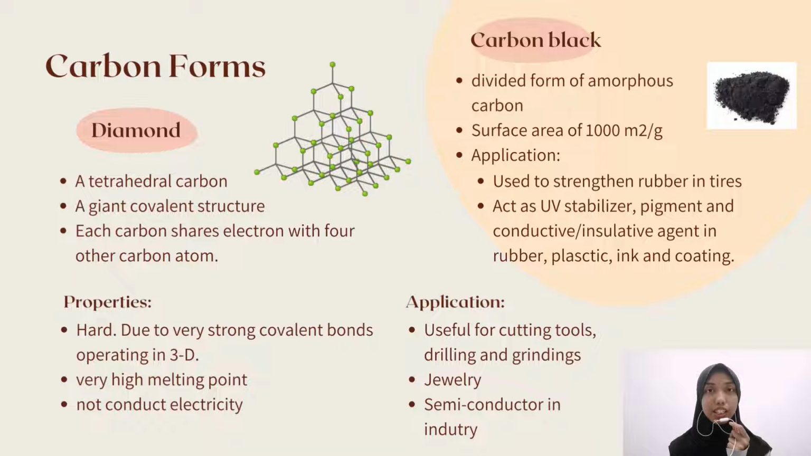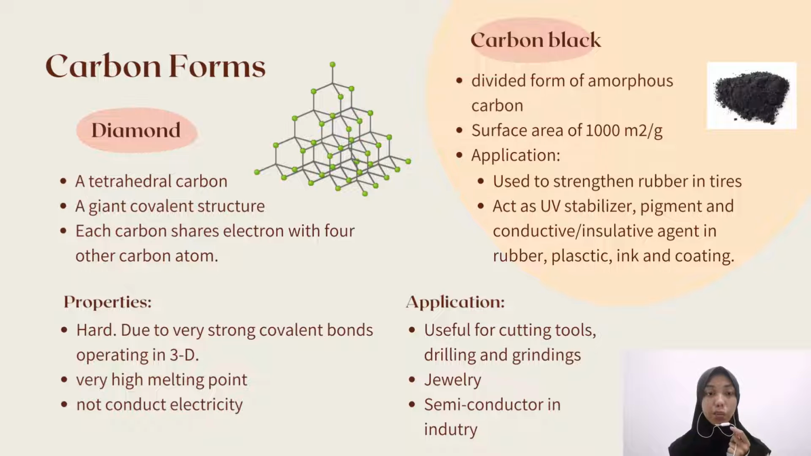Next is diamond. Diamond is a tetrahedral carbon. It is a giant covalent structure, which means that a giant covalent structure contains many atoms, and each atom will join to the adjacent atom by covalent bonds. This means that this structure is extremely strong, and each carbon will share electrons with 4 other carbon atoms.